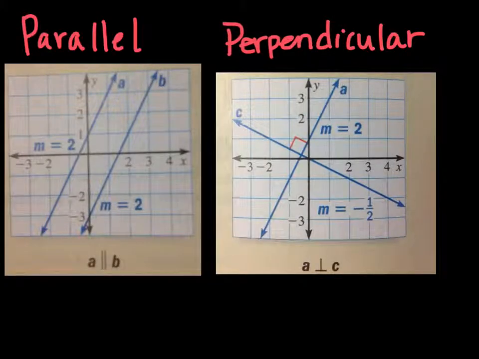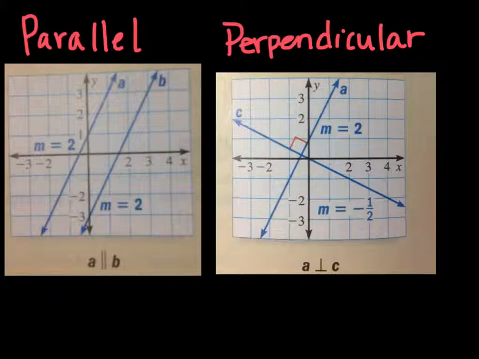Now let's take a look at parallel and perpendicular lines on a graph. There's an important relationship between the slopes of two non-vertical lines that are parallel and between the slopes of two non-vertical lines that are perpendicular. If two non-vertical parallel lines are graphed together, they're going to have the same slope.